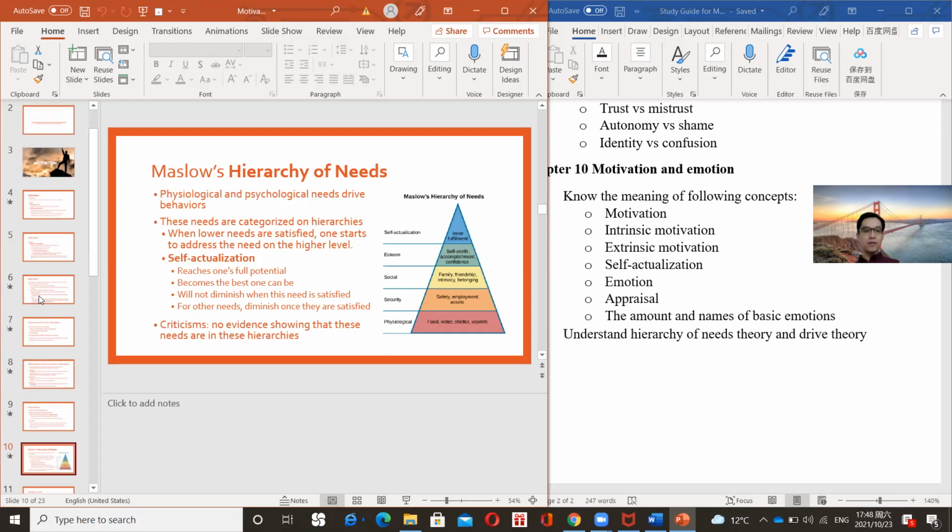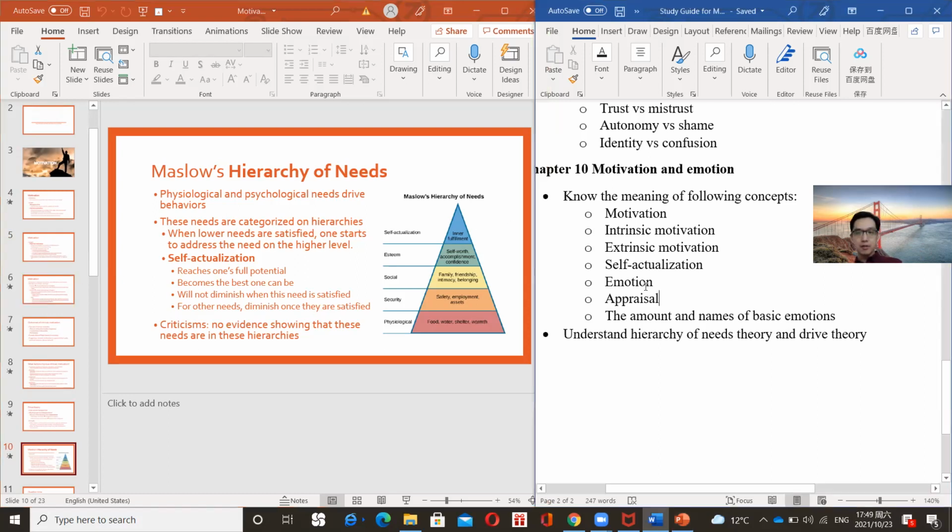So what is self-actualization? People reach their own full potential. People have potentials. They just reach their full potential. They can just be the best they can be. That is self-actualization.